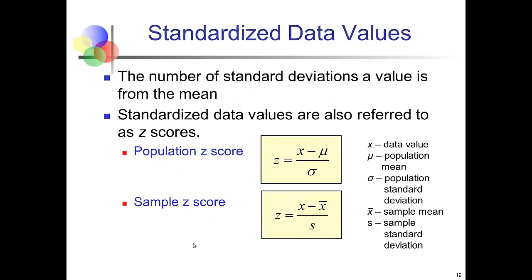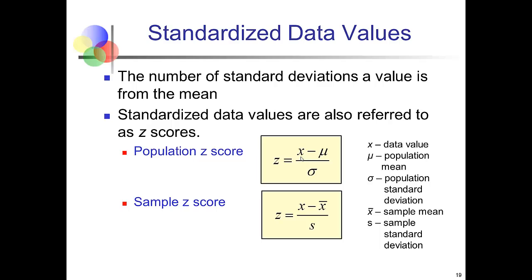The last section of this chapter covers something called standardized data values, or what we're going to call Z-scores. Standardized data values has a very particular meaning behind it. When we standardize a data value, what we're actually doing is just finding out how many standard deviations that value is from the mean. So if we look at the formula here, again, we have population and sample formulas. All we really do is replace the population values with the sample values. The z-score is going to tell us the number of standard deviations the value is from the mean.